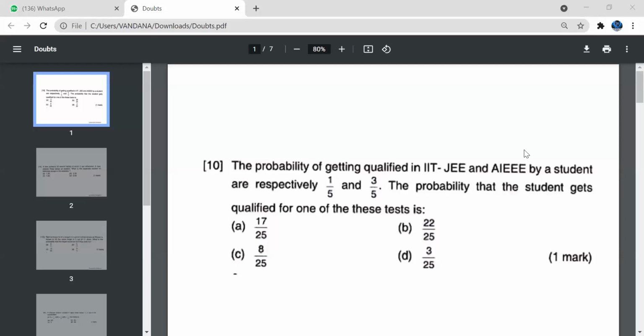The probability of getting qualified in IIT JEE and AIEEE by a student are respectively 1/5 and 3/5. The probability that the student gets qualified for one of these tests is. Now look, they have said IIT JEE and AIEEE, and only given separate probabilities. They have only given you the probability of passing in IIT and AIEEE. It means it is independent.